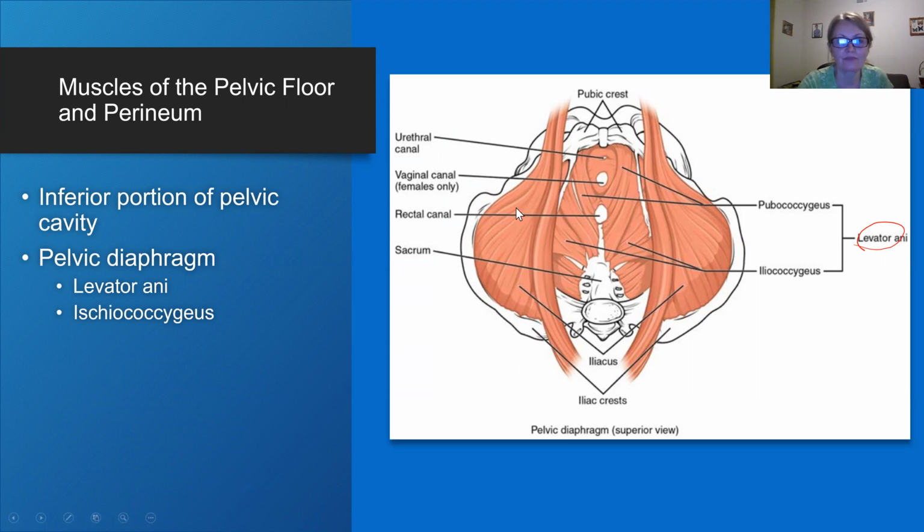Anyway, these muscles, we're just going to call them pelvic diaphragm, okay? So that's the muscles that we're going to learn. And I think that would be pretty good. If you can remember all the muscles that we cover, I think that's a good start.